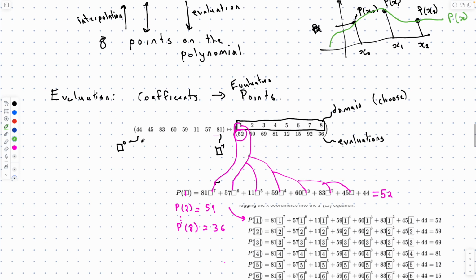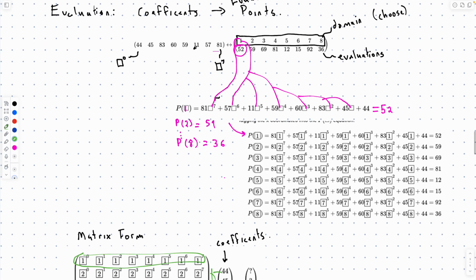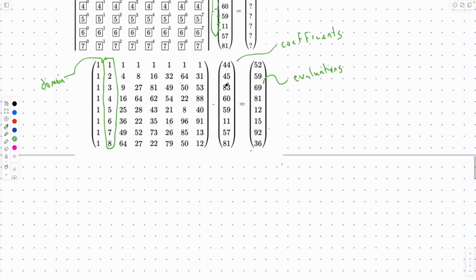Okay, so if I go back to this diagram, I have 3 things. I have the set of coefficients, I have the domain, and I have the set of evaluation points. The coefficients, obviously, are tied to the polynomial itself. The actual evaluations of the polynomial are tied to the polynomial itself. The domain has nothing to do with the polynomial. I can choose that ahead of time. Okay, these 2 things are already in this equation.